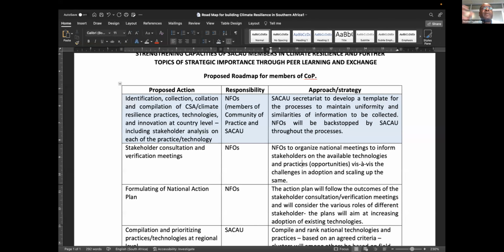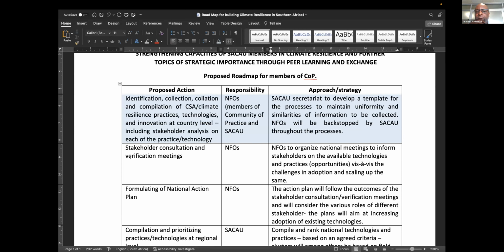People are using solar powered irrigation infrastructure. They are also using biodigesters. They are also adopting conservation agriculture. We want to test this in a stakeholder consultation workshop where the consultant will make a presentation to say, this is what we found out in Zimbabwe. I'm just giving an example here. The NFOs are supposed to be responsible for organizing this workshop that will bring in all the relevant stakeholders that are working in climate resilience building in the respective countries.